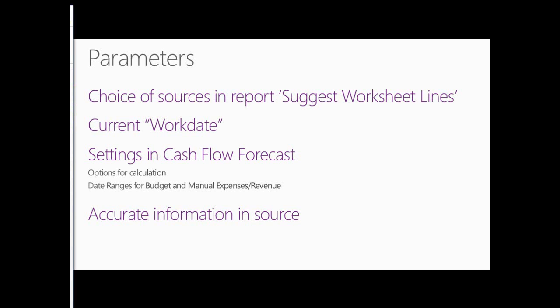All in all, the main parameters for the cash flow forecast calculations are the source types you include when you run the suggest worksheet lines batch, the current work date, the setup options on the cash flow forecast card, including the date range used for GL budgets and the date range used for manual expenses and for manual revenue, and of course the quality of information from the different sources. It doesn't help much to include the GL account for the bank in cash flow forecast calculations if you didn't post any bank transactions of the last month.